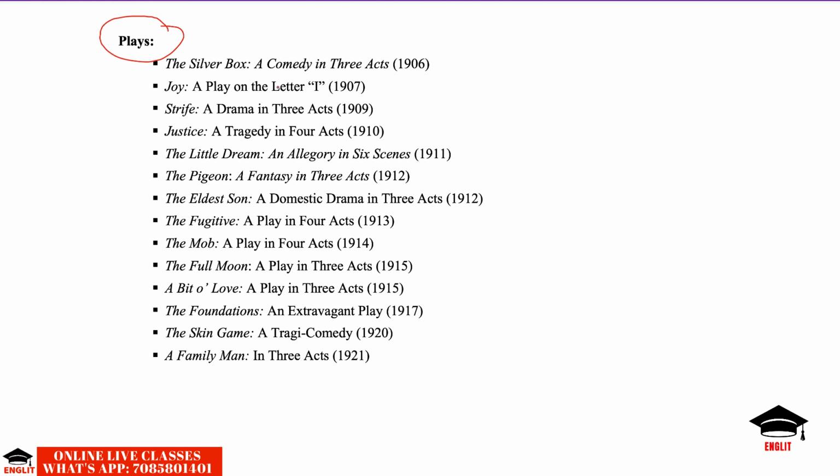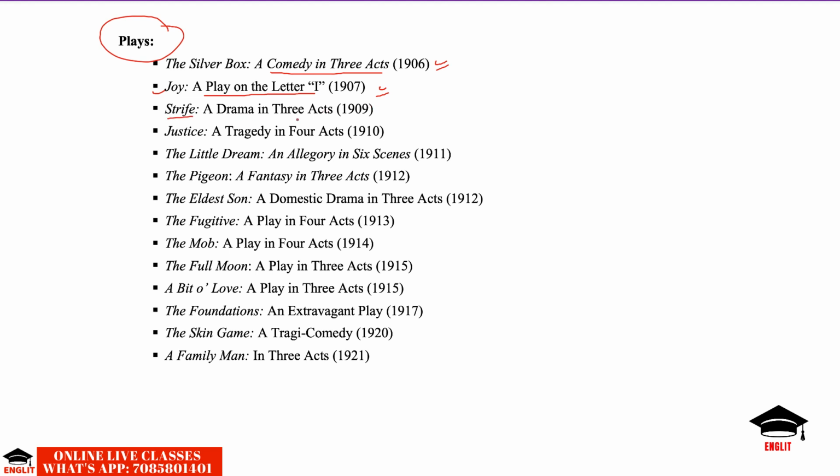The very first drama was published in 1906, The Silver Box, a comedy in 3 acts. Subtitles are very important, or particularly the different subtitles are more important than the ones that tell a comedy in 3 acts or a drama in 4 acts. Like Joy, a play on the letter I. This subtitle is important. They were written in quick succession. Year after year he kept on writing the dramas.